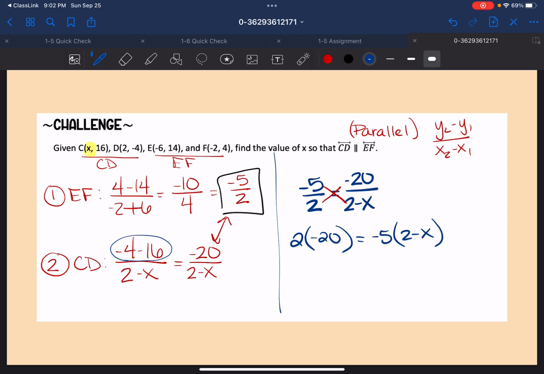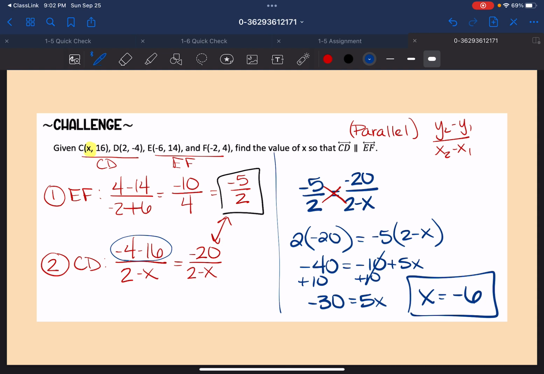So 2 times negative 20 is negative 40. Distribute the negative 5: negative 10 plus 5x, since they're both negative. Let's move the 10 over. Negative 30 equals 5x. We divide by 5, and x equals negative 6. And you could easily plug it back in there and see that 2 minus negative 6 would give you 8. And then negative 20 over 8 would simplify the same way.